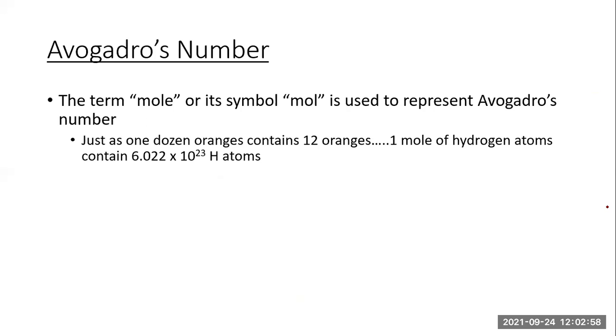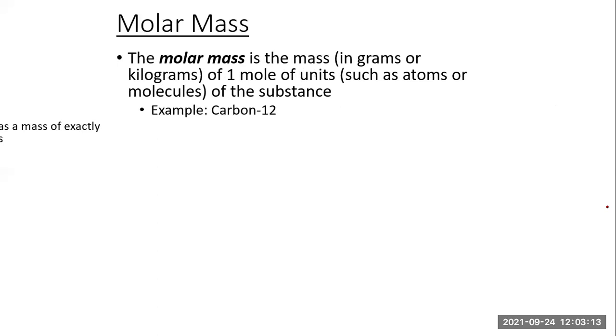Now, the term mole is used to represent Avogadro's number. Just like if you had a dozen oranges, that would be 12 oranges, if you had 1 mole of hydrogen, you would have 6.022 times 10 to the 23 atoms of hydrogen.